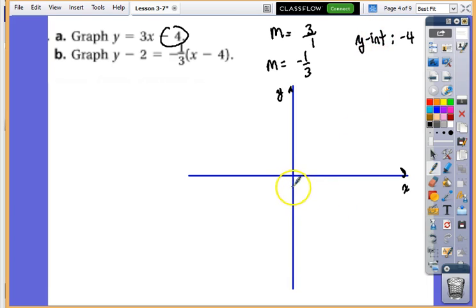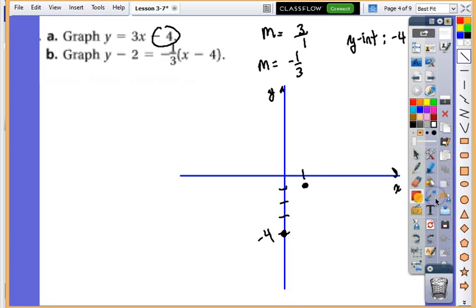If y is negative 4, I go 1, 2, 3, 4 down from 0. And that's y is equal to negative 4. And then the slope is 3 over 1. So what does that mean to do? Do I go right 3 and up 1, or do I go up 3 and right 1? That's right. I go up 3 and right 1. And now I have 2 points. And since I have 2 points, I will be able to draw a straight line through them. My line needs to be black, though.